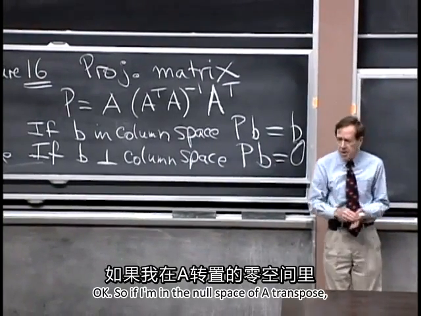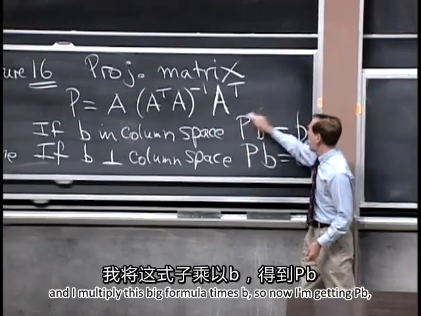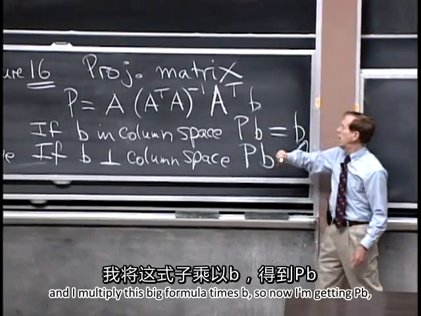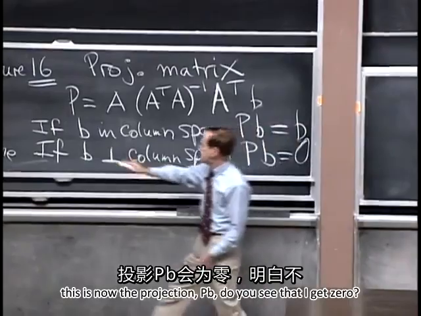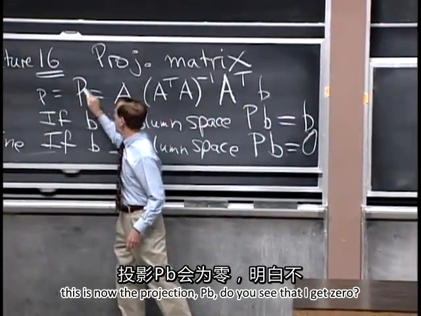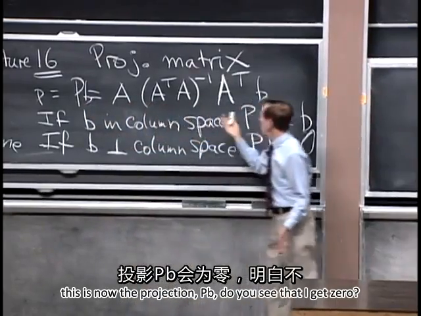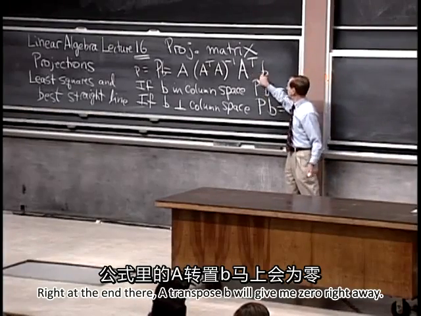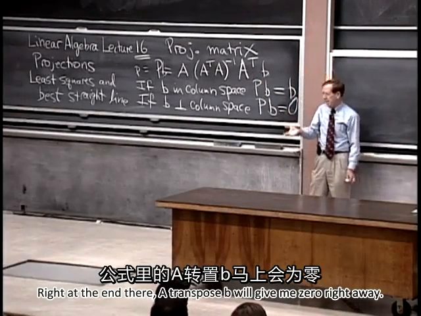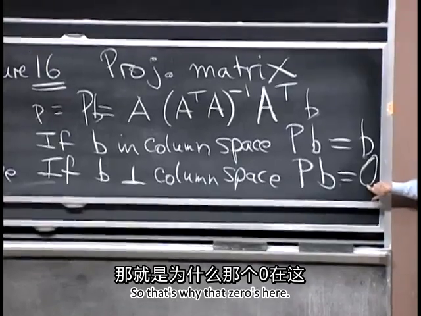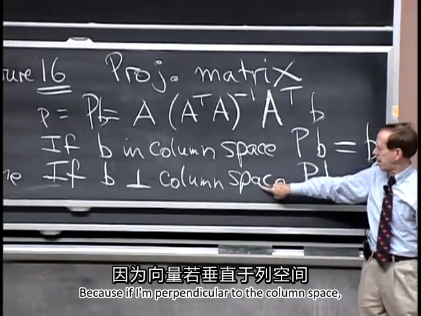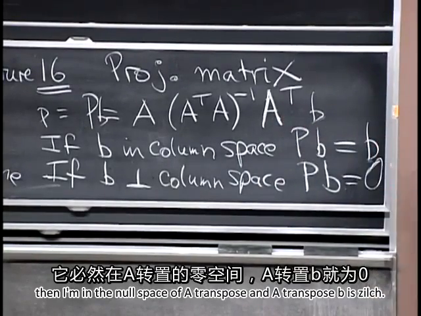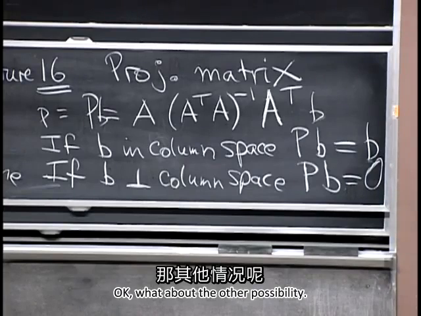Okay, so if I'm in the null space of A transpose, and I multiply this big formula times b, so now I'm getting Pb, this is now the projection, Pb. Do you see that I get 0? Of course I get 0, right at the end there. A transpose b will give me 0 right away. So that's why that 0 is here. Because if I'm perpendicular to the column space, then I'm in the null space of A transpose, and A transpose b is zilch.